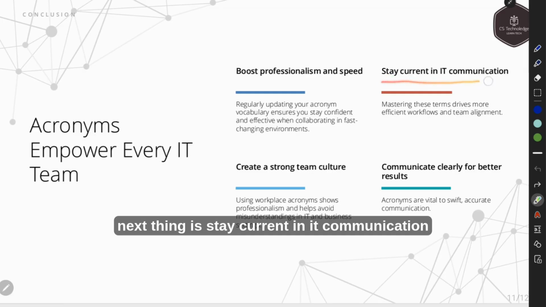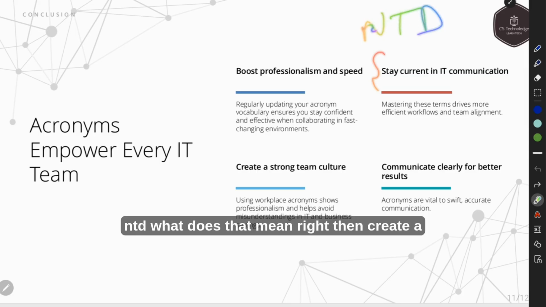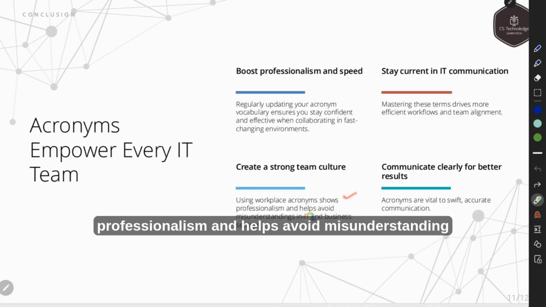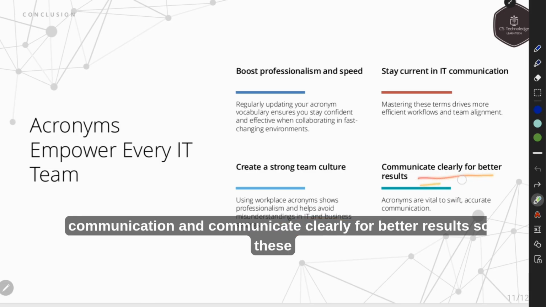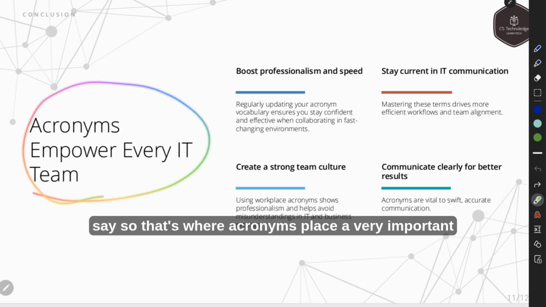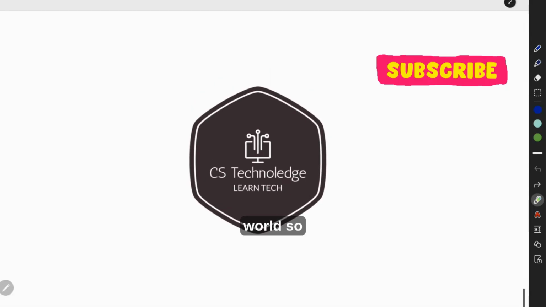See, the next thing is stay current in IT communication. There are new jargons which, let's say, keep popping up, right? So for example, there is something called NTD. What does that mean? Right? Then create a strong team culture. Using workplace acronyms shows professionalism and helps avoid misunderstanding in IT business settings. Right? So you are very clear in your communication and communicate clearly for better results. So that's where acronyms play a very important role, right, in the IT world.